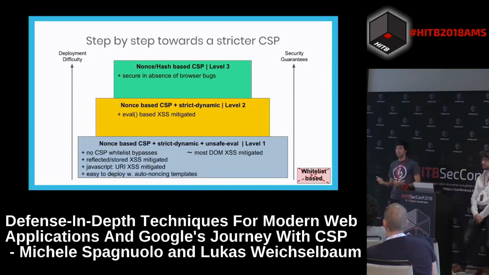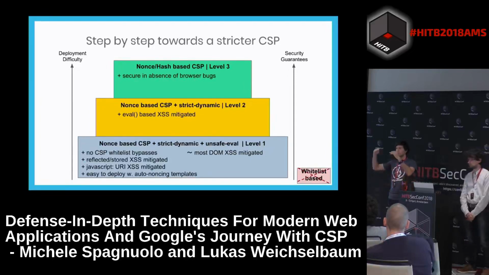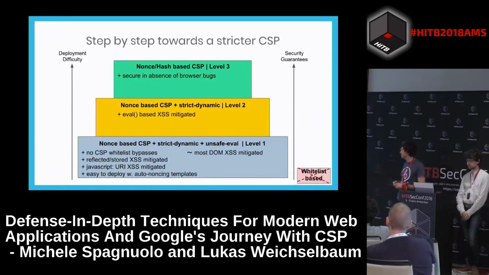The nice thing is, especially in our case, it's really easy to roll them out because we have very good templating systems that are context sensitive and that automatically nonce all the script tags on the page. So quite often it's just a matter of turning it on in the framework and it works out of the box. And it gives us some pretty good guarantees for the amount of work required. As I said, stored and reflected XSS is mitigated, XSS through JavaScript UIs is mitigated, and most of the DOM XSS vectors are mitigated. Since most of the Google applications are based on Closure, we have not had any strict-dynamic bypasses on a Closure application yet, which is also quite good.